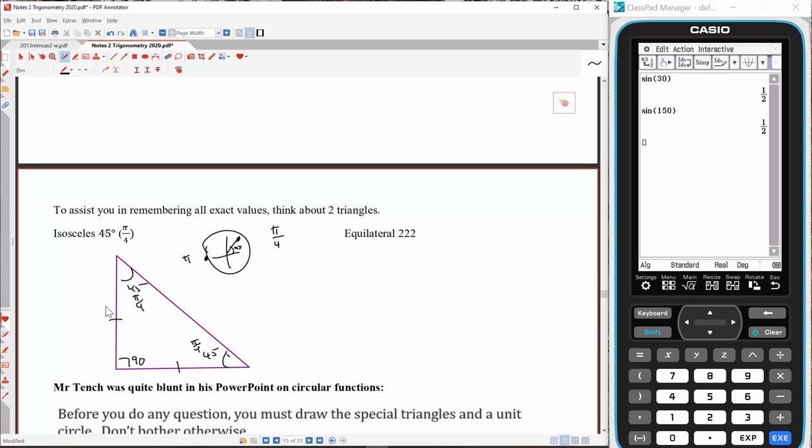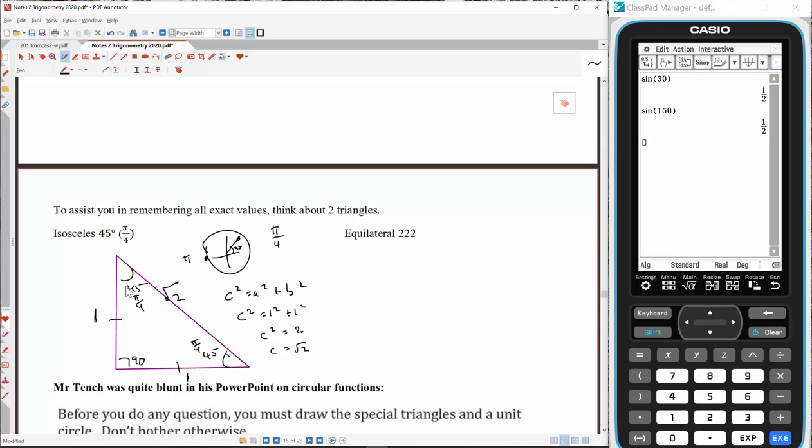Now, because this is an isosceles, what we're going to do is we're going to let that side be equal to 1 and let that side be equal to 1. So that's 1, 1. And this one, according to Pythagoras' theorem, will be c squared equals a squared plus b squared. C squared equals 1 squared plus 1 squared. C squared equals 2. C equals root 2. In this case, we'll take the positive. So that's root 2.